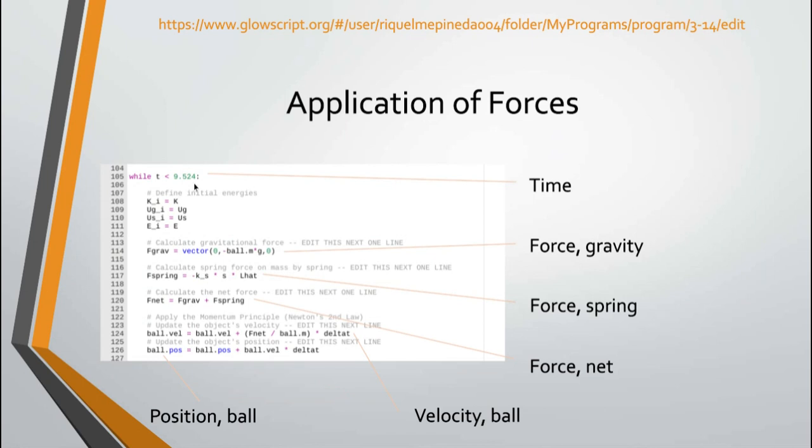The application of forces is the time that the video took, and the forces acting on the ball were the force of gravity, which just acts in the y direction, and the force of the spring, which is negative k times S, which we found in the previous slide, times L hat, again from the previous slide. The net force is just both of those added together. These are the kinematic equations, the velocity update formula, and the position update formula for the ball.